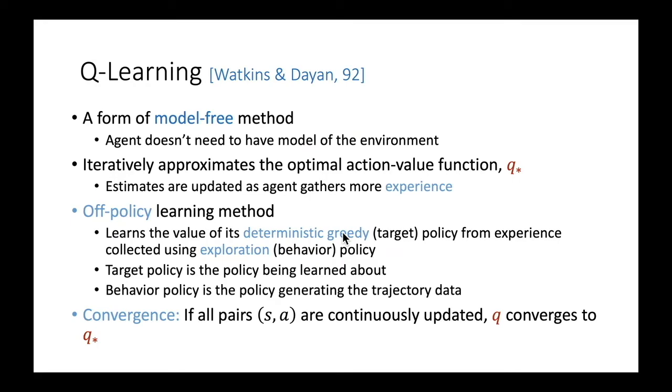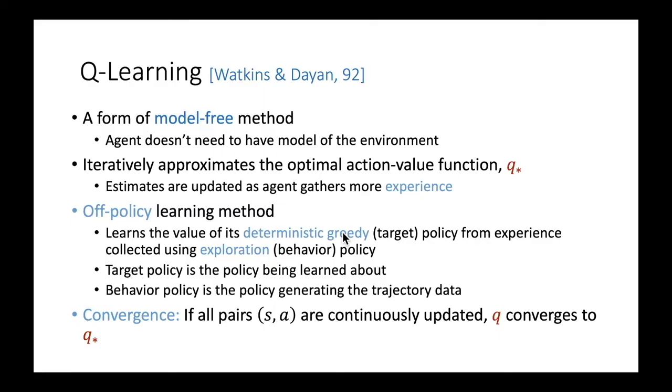Being off policy is a key feature of Q learning. Conceptually, when we look at the Q learning algorithm, it looks like there are two policies. There is a target policy, which is the optimal policy that we are trying to learn, whereas there is a behavior policy, or an exploration policy, which is the policy used to interact with the environment. This conceptual separation helped researchers to prove convergence for Q learning. I think that separation was key in proving that if all pairs S, A are continuously updated in Q learning, then ultimately Q converges to Q star.